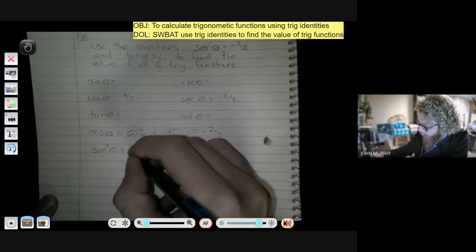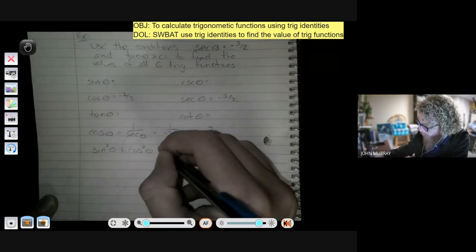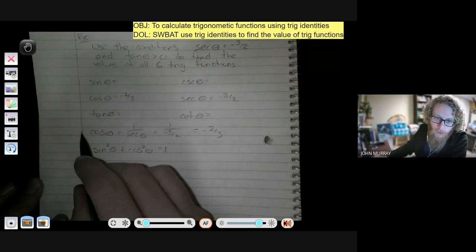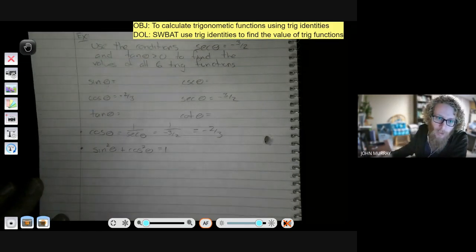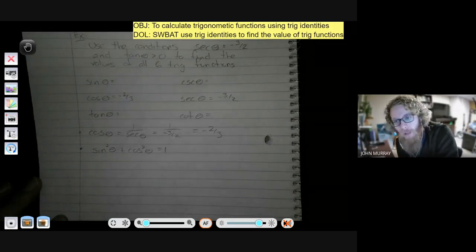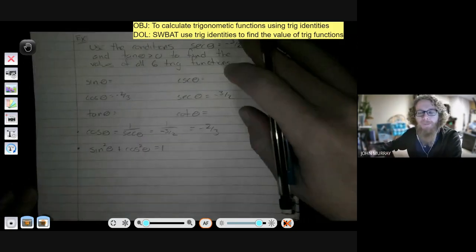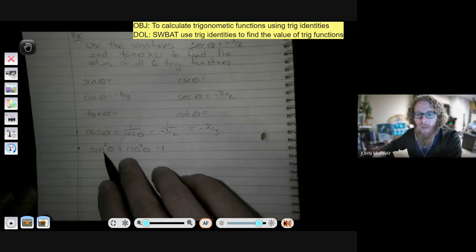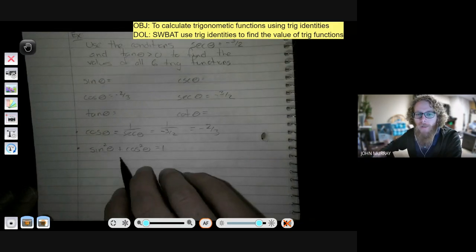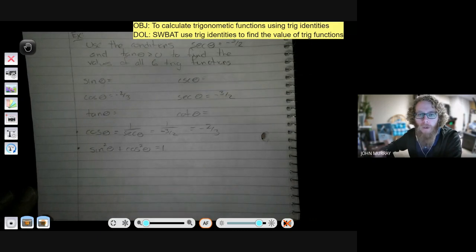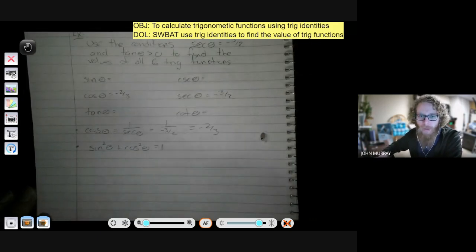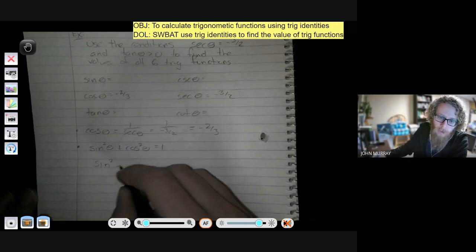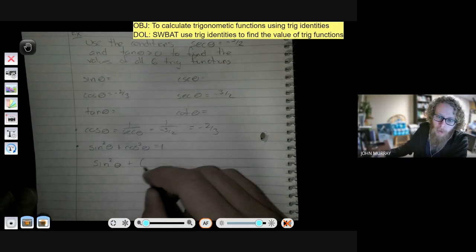So first, I'm just going to write it. All right, we know that. And I'm going to put a bullet just to show that it's a separate process. Right, so I have this Pythagorean identity that I know that sine squared plus cosine squared always equals 1. Well, we have cosine squared, and I think we've done something similar to this before.